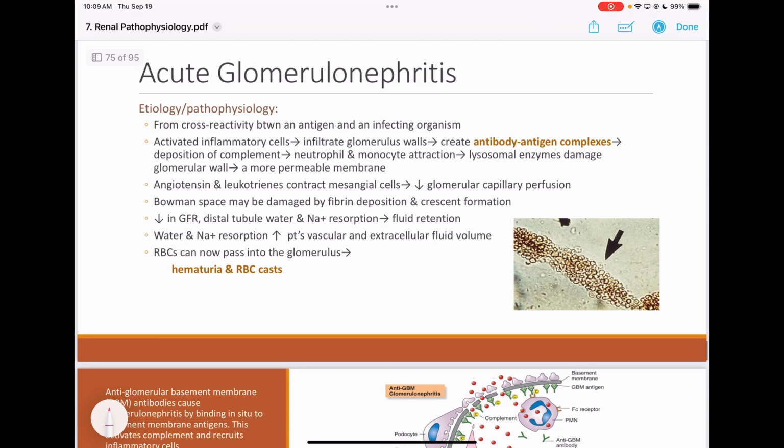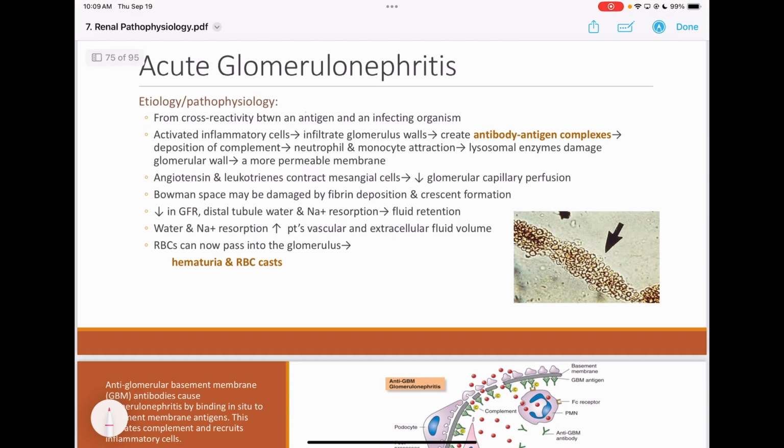So, what is going on with acute glomerulonephritis? Antigen and the infecting organism. So there's a reaction between the antigen and the infecting organisms. We activate inflammatory cells, and those infiltrate the glomerular walls, and they create those antibody-antigen complexes. And they get deposited inside.